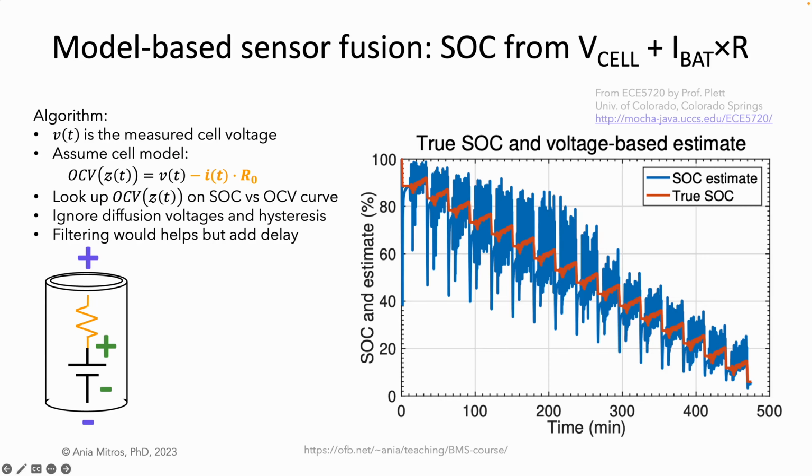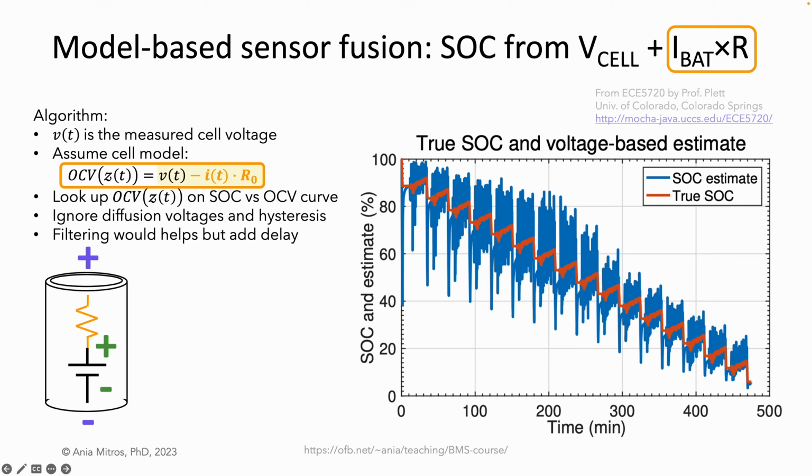Here's a third example of a sensor fusion algorithm. This one based on a very simple cell model. The model includes an IR term. The model incorporates a constant cell impedance R0 and estimates OCV as being the measured cell voltage V of t minus the measured current I of t times the cell impedance R0.